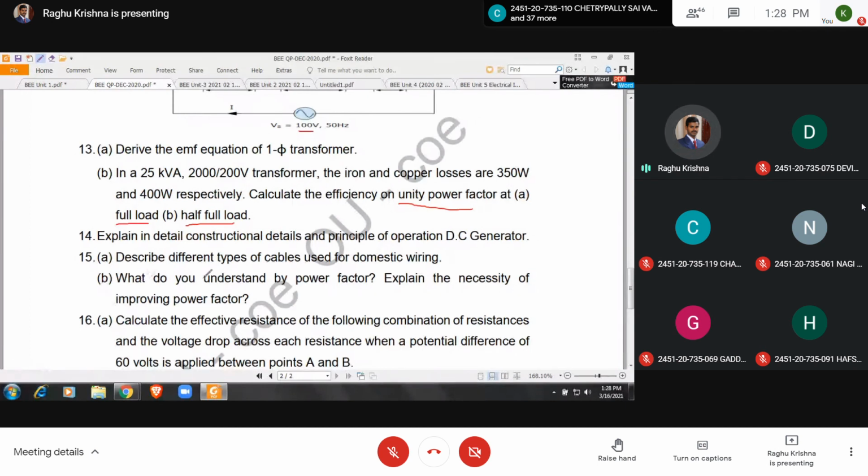Here, describe different types of cables used for domestic wiring. I already told you this one, different types of cables. Based upon the conductor, you have aluminum and copper. Based upon the insulation, you have different types of cables. The remaining I will continue in the next class.